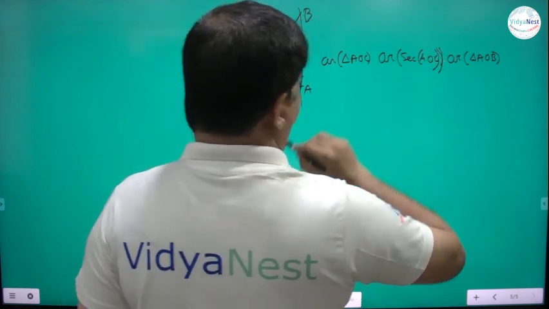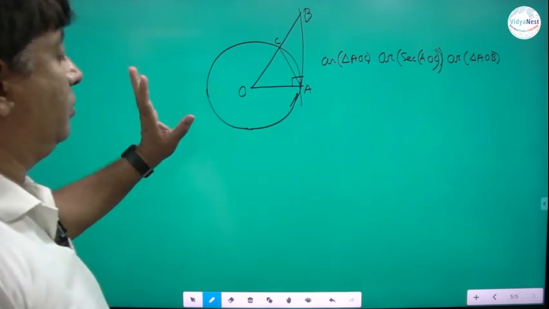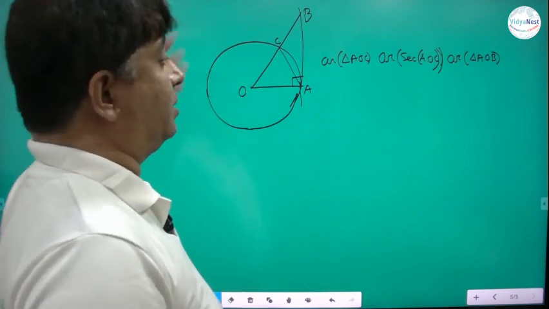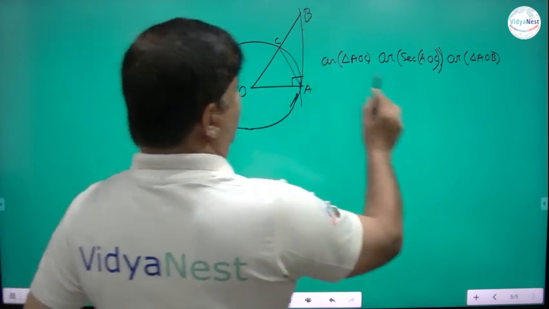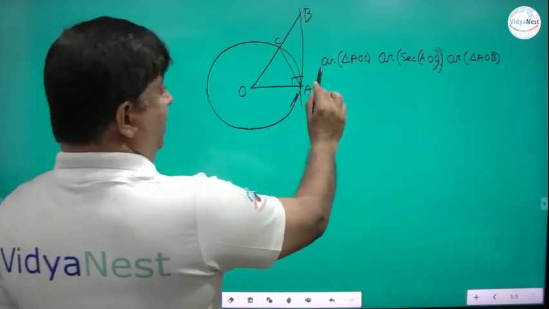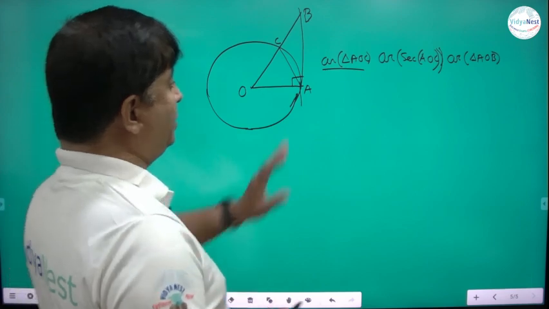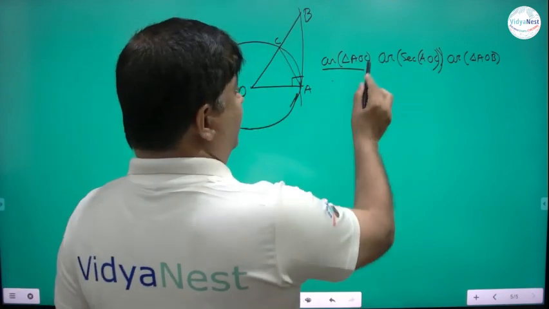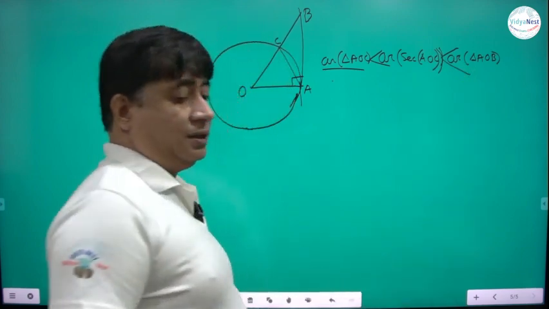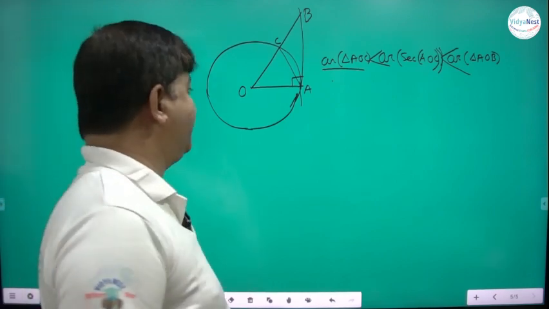Now, according to this figure, which area is biggest? Obviously triangle AOB. Which area is least? Triangle AOC. And between these two areas, which is squeezed? Sector AOC. That is the relation between the areas. Yes or no?